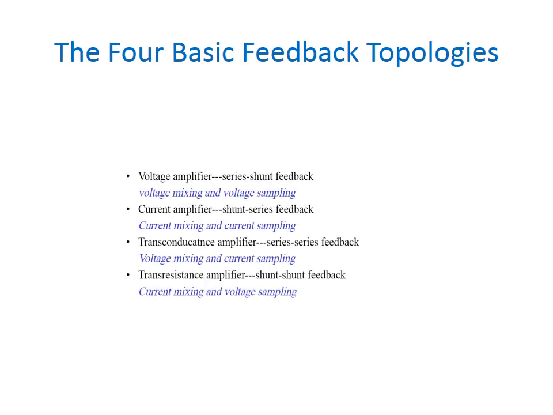Here the four basic feedback topologies are voltage amplifier, current amplifier, transconductance amplifier, and transresistance amplifier. The mixing and sampling circuits used in the amplifier at the input side as well as the output side determine the type of topology. Mixing has two types, voltage mixing and current mixing. Similarly, sampling has two types, voltage sampling and current sampling. Based on the type of mixing and sampling circuit, you can determine the type of topology.